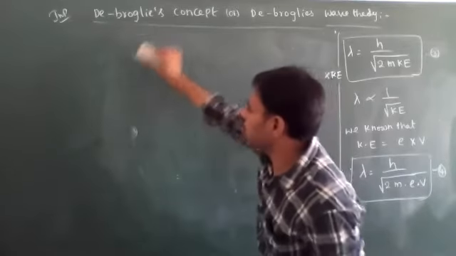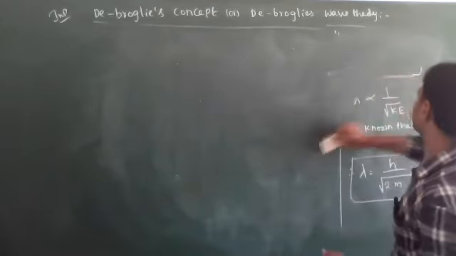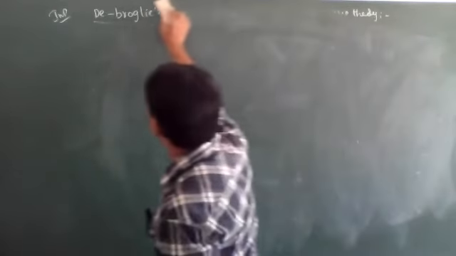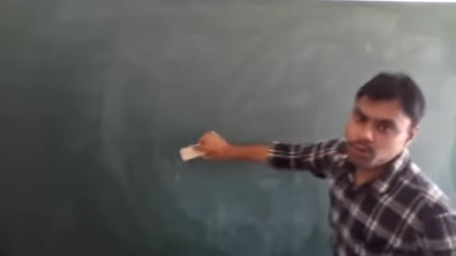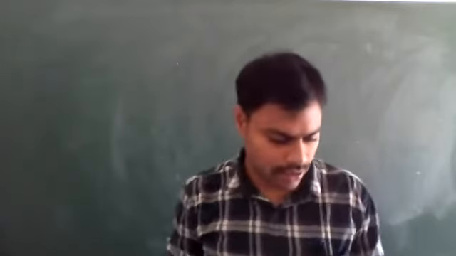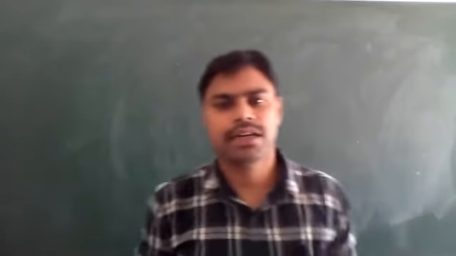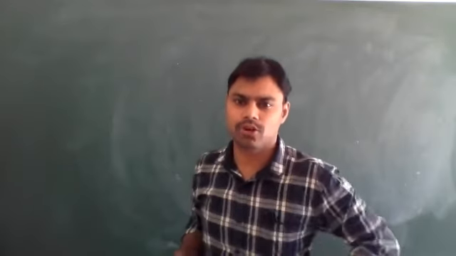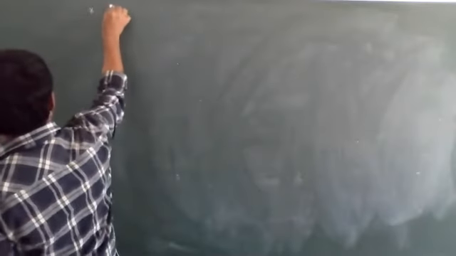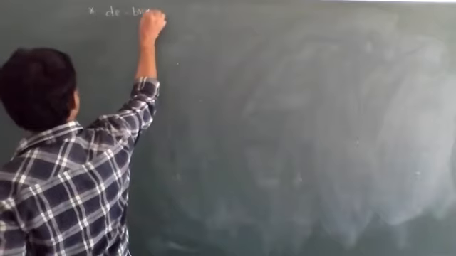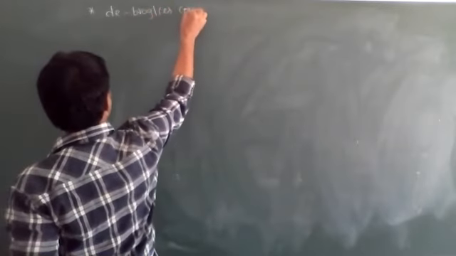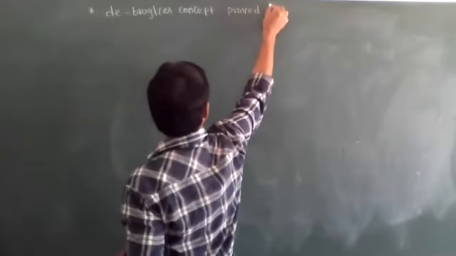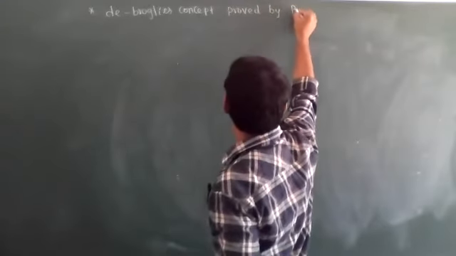Already I said in Bohr's theory, angular momentum mvr is equals to nh by 2 pi. How did it come? I said that will be proved by de Broglie. The angular momentum of microscopic particles, mvr is equals to nh by 2 pi. That formula can be proved by de Broglie. Now let's see de Broglie's concept.